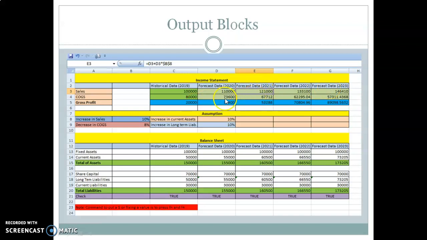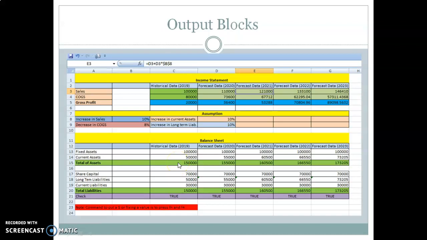In the same manner we have to do it for the decrease in cost of goods sold, 8%. So again and again we need not calculate it, we need to fix it in the formula, and we have to just drag it, and the results or the output will come, right? Then there are two other assumptions, that is increase in current assets and increase in long-term liabilities. So here we have the data of balance sheet, fixed assets, current assets. Now total of current assets, or sorry, total of assets, right?